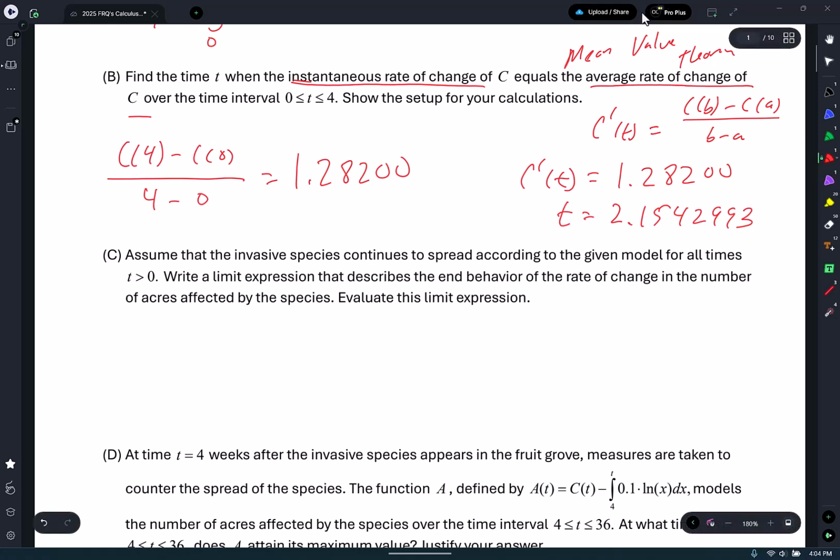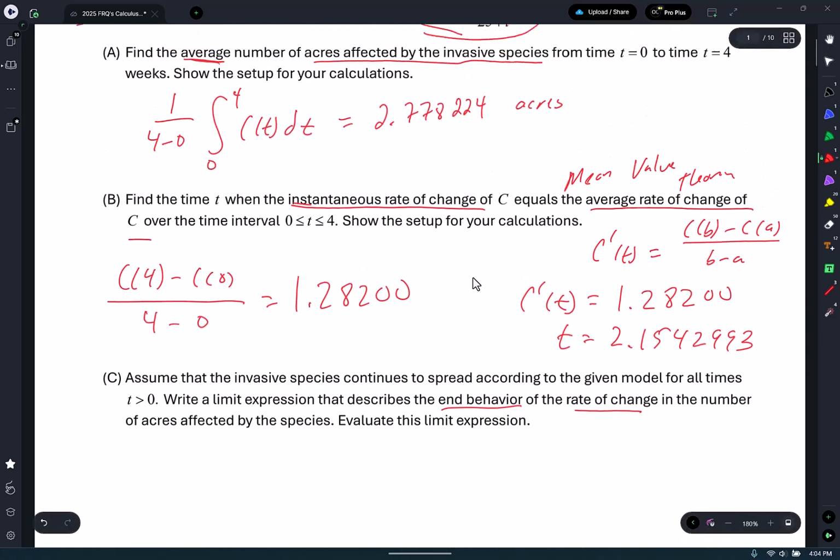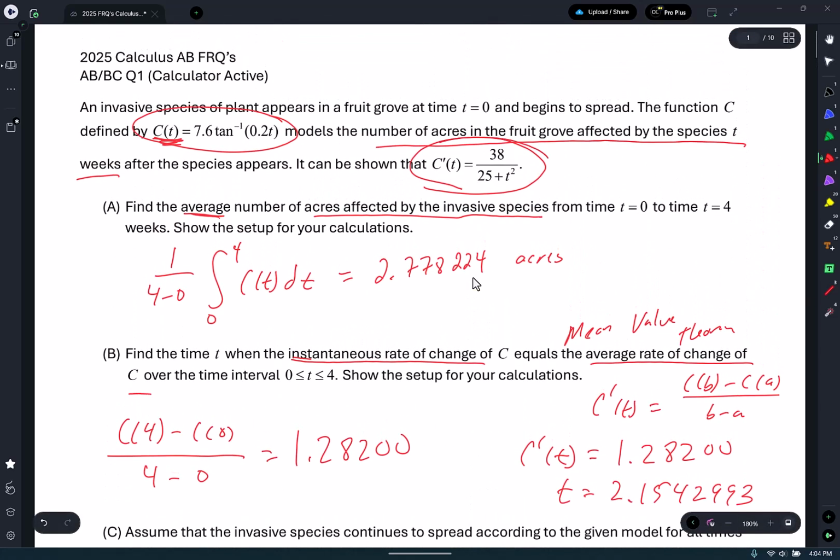Letter C: assuming that the invasive species continues to spread according to the given model for all times t greater than 0, write a limit expression that describes the end behavior of the rate of change in the number of acres affected by the species. All right, guys, so I want my end behavior, rate of change. Rate of change is the same thing as derivative. So they want the end behavior of C prime of t.